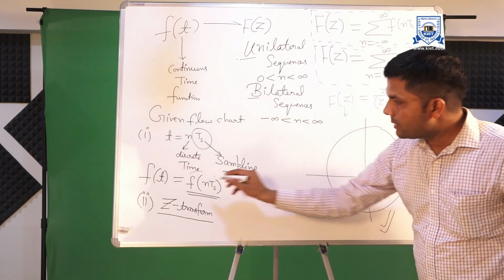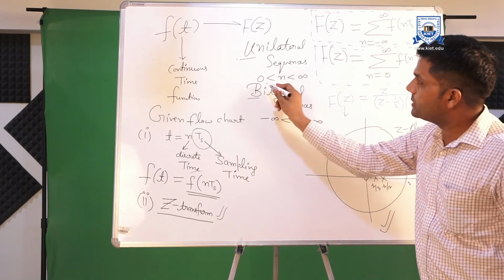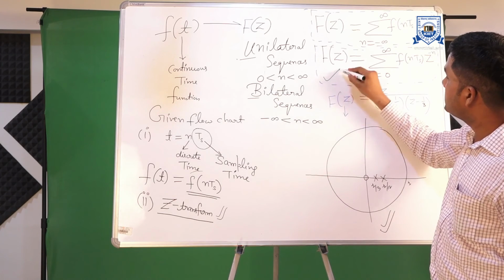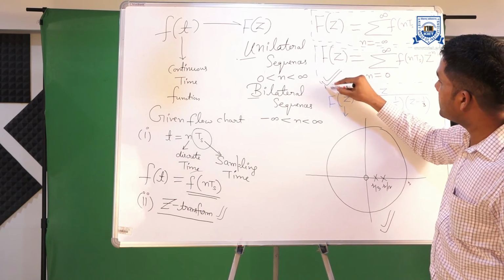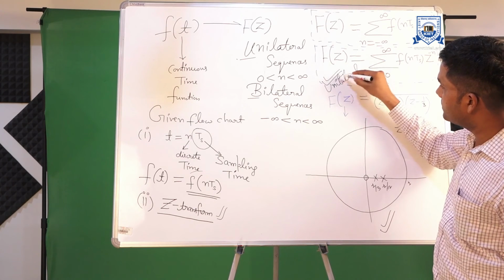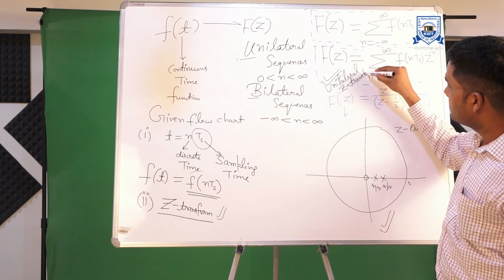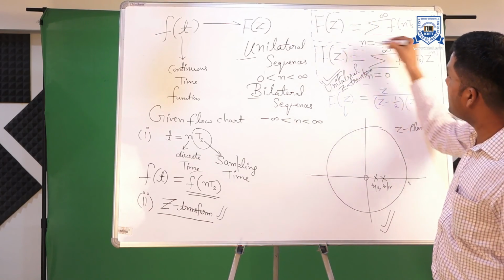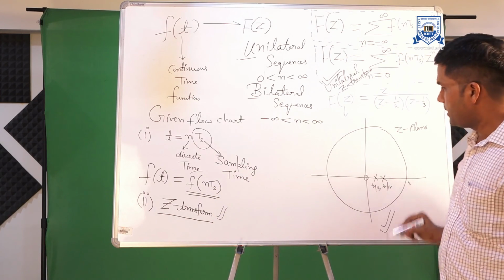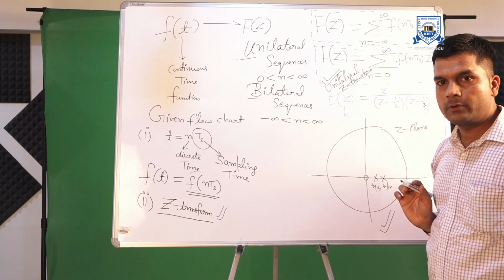And for the Z transform, we use it according to the sequence. If the sequence lies between 0 to infinity, we use the unilateral Z transform, and otherwise the bilateral Z transform, according to the sequence f(nTs). And after that, we draw the pole zero plot to check the stability.